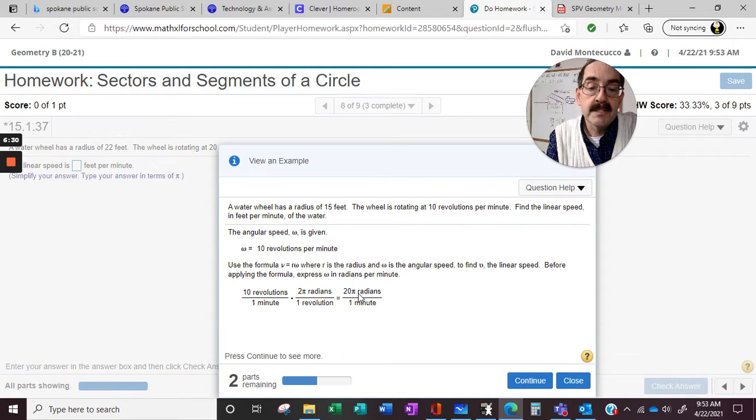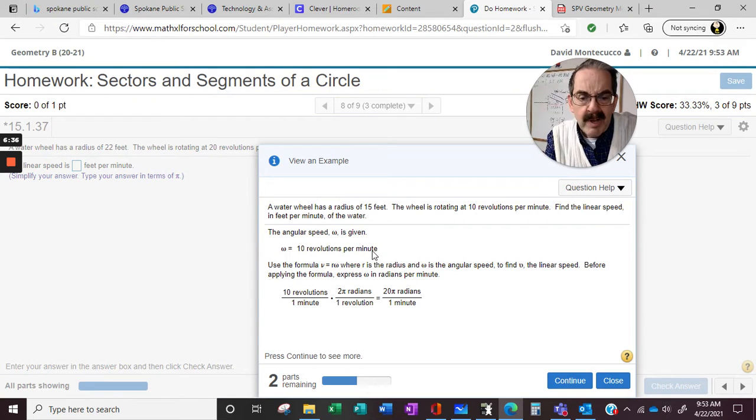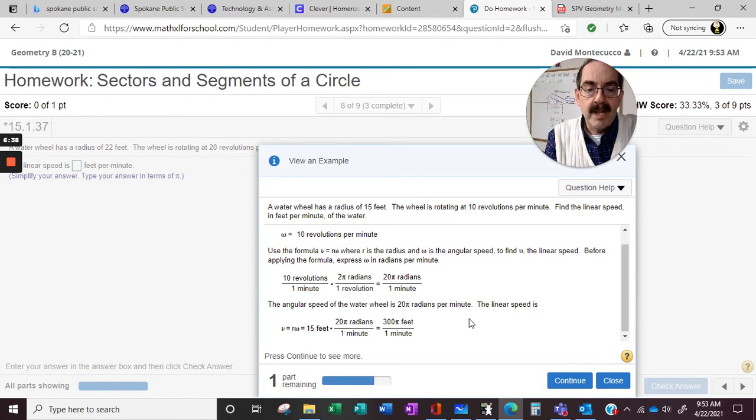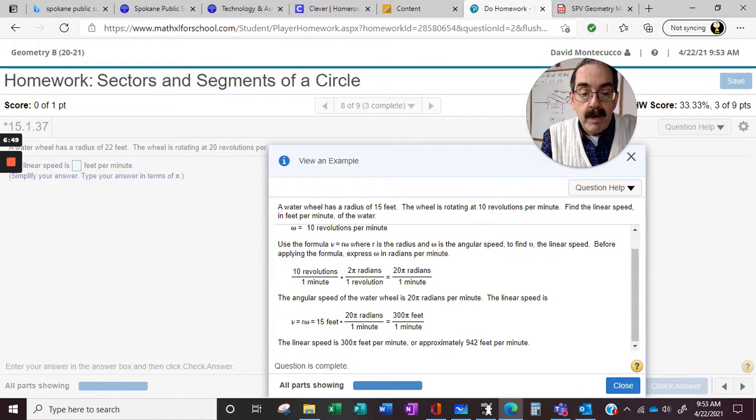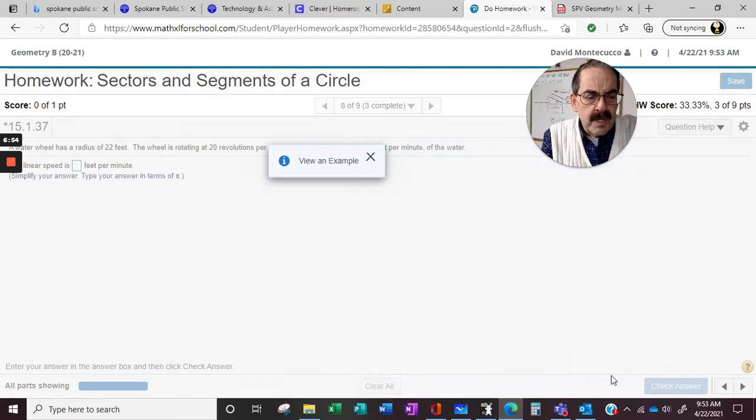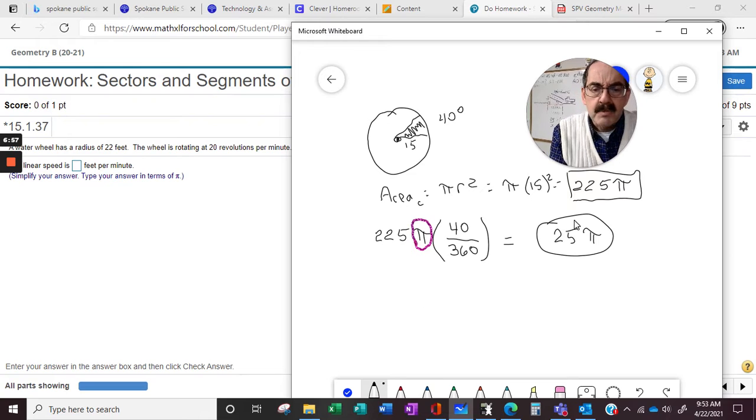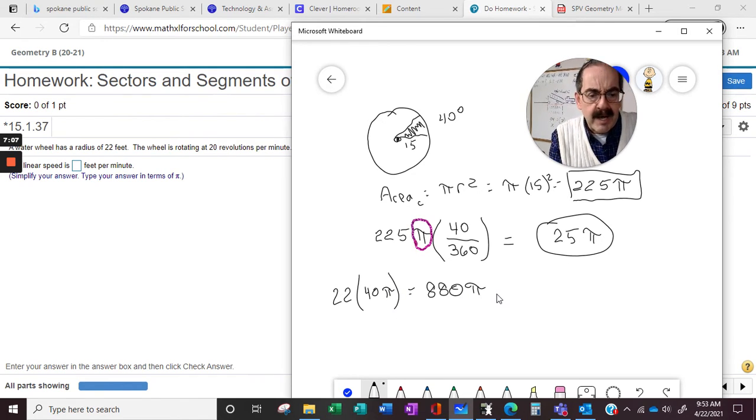Revolutions, we need radians. Okay, we have to convert. Well, we're going to have this 2 pi, so we have 40 pi radians per minute times 22. 22 times 40 pi is 880 pi.